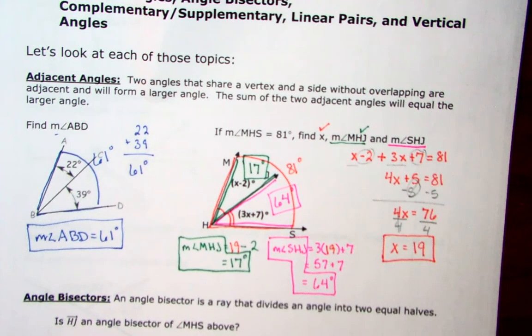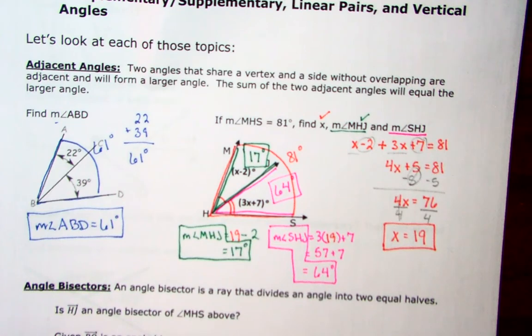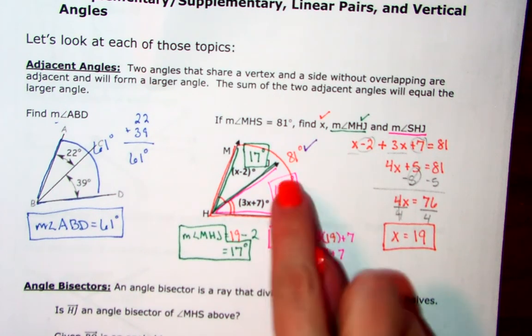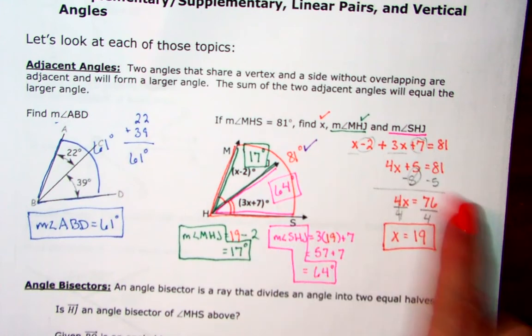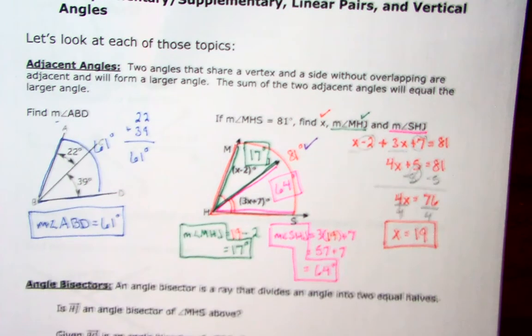And to check our work to make sure that we got our x correct in the first place, if I do 17 plus 64, I should get 81 degrees, which I do. So 17 plus 64 does equal 81, so I can feel confident that I got the correct answer for x. If they didn't equal 81, then I'd want to come back here and check all of my work to make sure that I could find my mistake.